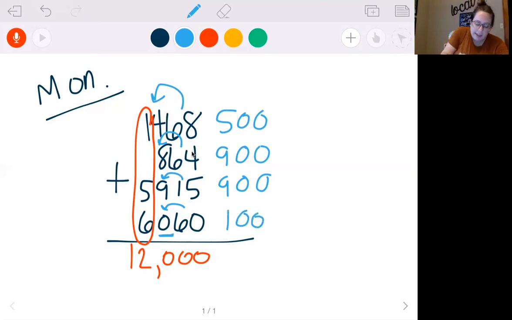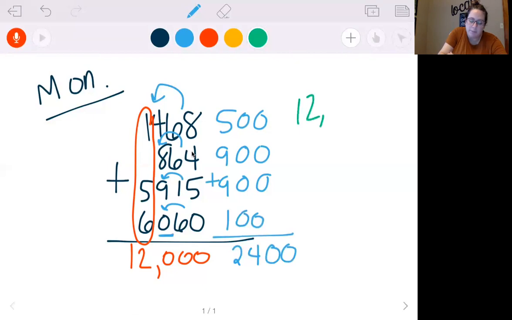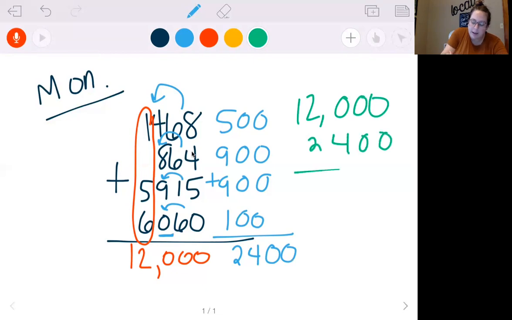So then we take these numbers and add them up. 9 plus 9 is 18, plus 1 is 19. Plus 5 is 24, and then add 2 zeros on the end for these digits here. Then we add up those two numbers we have. So we add 12,000 plus 2,400. Okay, then get our answer.